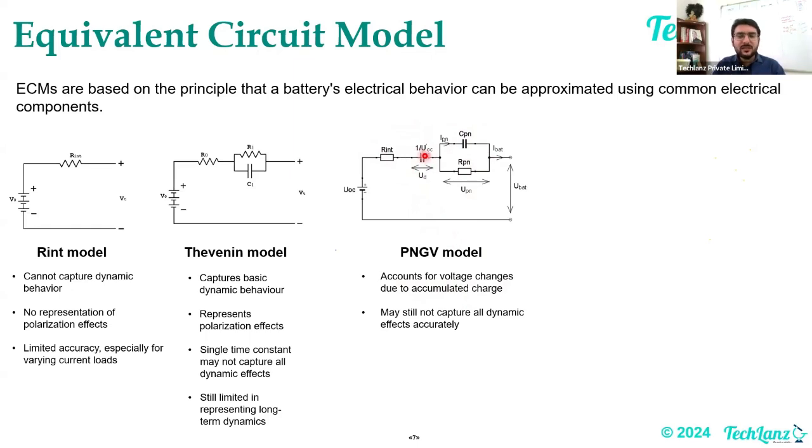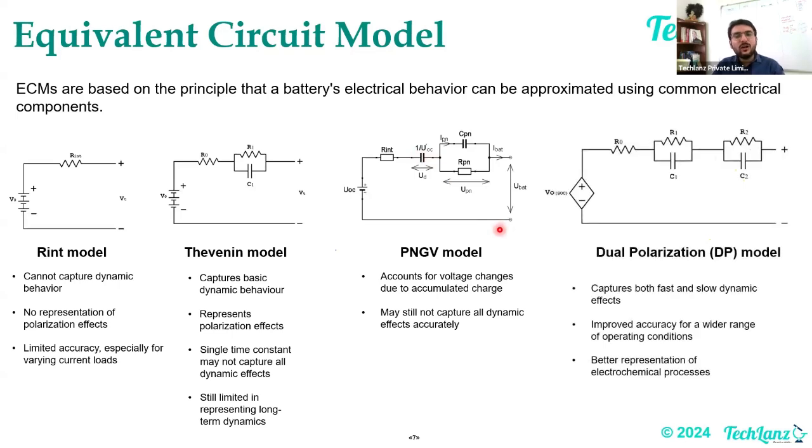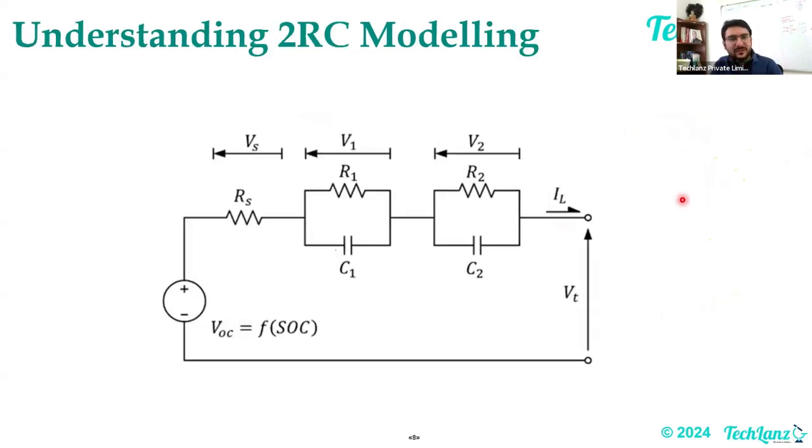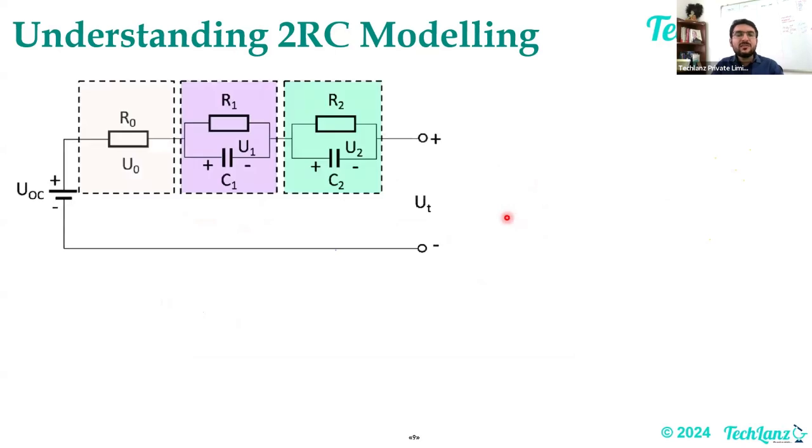The last one which is being used is the dual polarization model, or 2RC model. In this one, you have one series resistance and then two RC networks. This helps to capture both fast and slow dynamics effects. And what are fast and slow dynamics effects? We'll talk about them in much more detail. It's very important to understand why we are doing this RC modeling from a physics perspective also. Even though this is circuit electrical modeling, there should be some physics which you're trying to capture. So we'll go into that detail also today. This is basically the 2RC model, or dual polarization model, where you have one series resistance and two RC networks. Let's understand in much more detail.